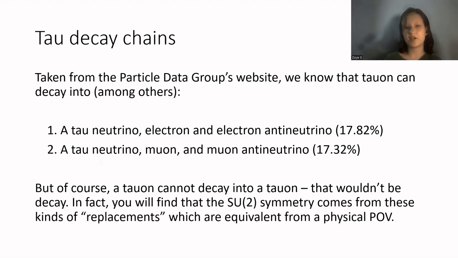So, tau decay chains, taken from the Particle Data Group's website, which is honestly an invaluable resource for self-learning and trying to understand publications, especially. We know that a tau can decay into, among other things, a tau neutrino, electron, and electron antineutrino, and a tau neutrino, muon, and muon antineutrino. But of course, a tau cannot decay into a tau. That wouldn't be decay. In fact, you'll find that the SU2 symmetry comes from these kinds of replacements, which are equivalent from a physical point of view, right?